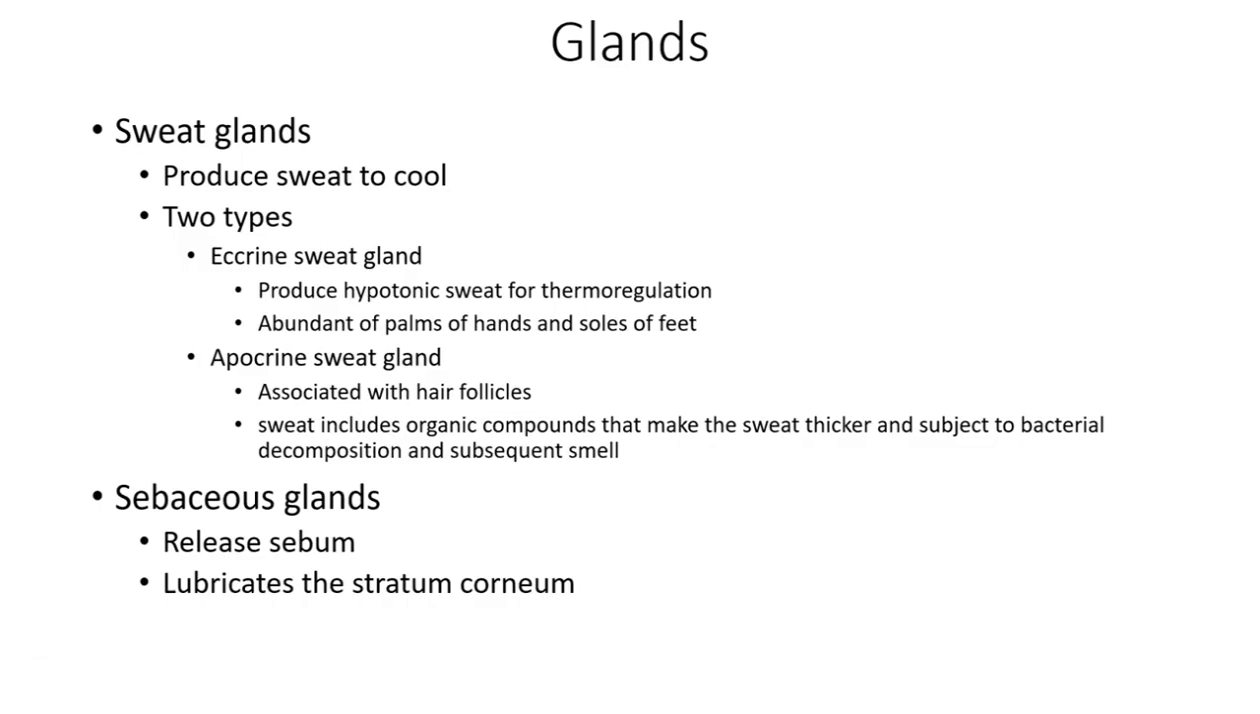And that brings us to glands. Sweat glands produce sweat, and sweat helps cool us down. We have two types of sweat glands, eccrine sweat glands and apocrine sweat glands. Eccrine sweat glands produce a type of sweat called hypotonic sweat. This is used for thermoregulation, helping to regulate our body temperature. This is the type of sweat we produce when we get really hot in the summertime and warmer months and start sweating to cool down. There are tons of these sweat glands on the palms of the hand and soles of the feet, among other areas of the body.